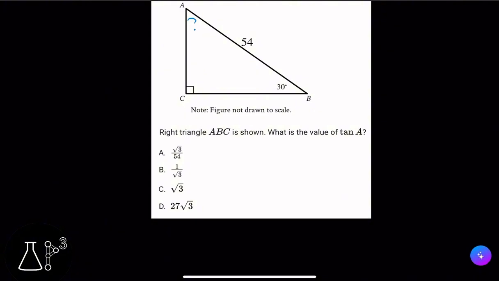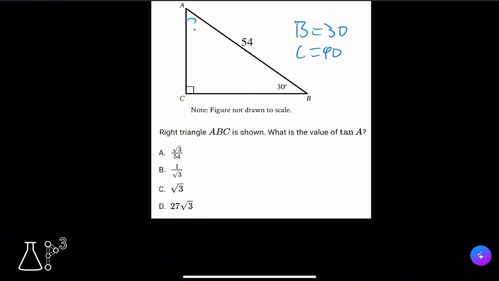Here's another question. Right triangle ABC is shown. What is the value of tangent of A? As we can see, we don't have A. We're given C and B. We're given that B equals 30. And because it's a right triangle, C equals 90. But how can I look for A?